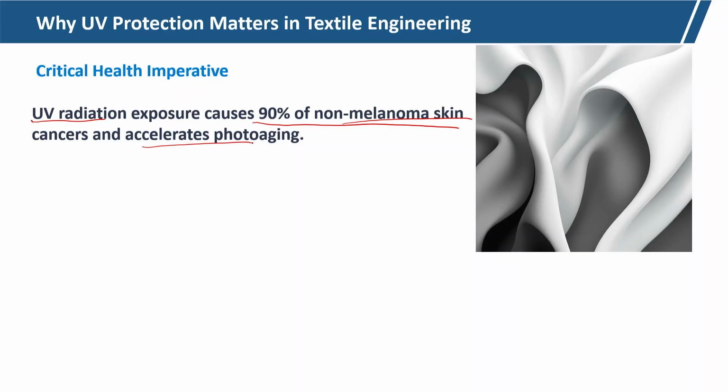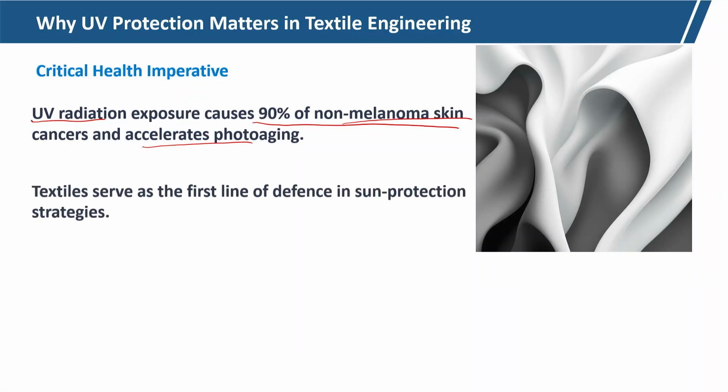it affects accelerated aging. So, photo aging is there. The skin type will be changed, the skin tanning will change. These are the critical health hazards, and here we will see that textile can serve as a first line of defense.